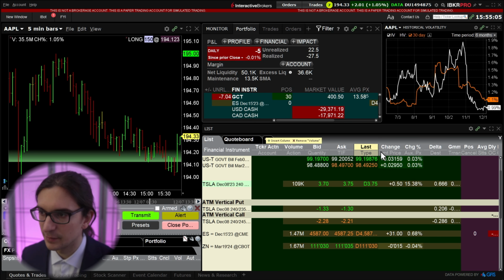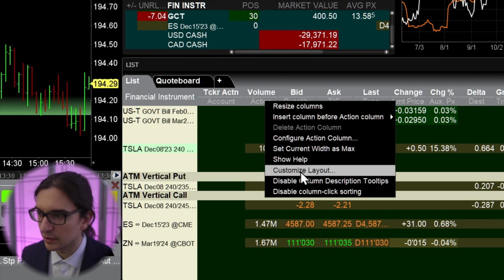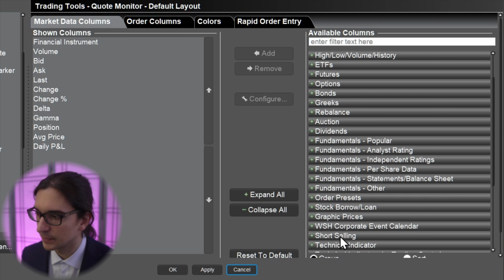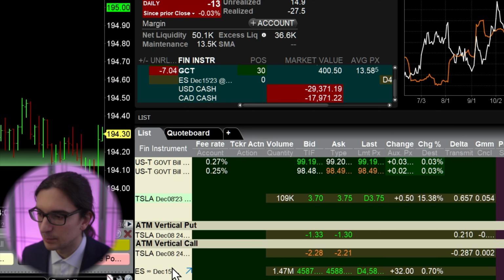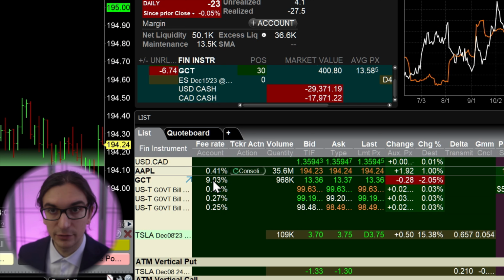When you short a stock, there's something called a fee rate, which is basically the interest rate of the stock. So if you want to see what that fee rate is, depending on whatever watch list you use, I'm going to right click on one of these columns, go to customize layout, then go to short selling on the available columns. I'm going to find short selling, and then I will add in the fee rate there. I'll apply it. And the fee rate is basically how much it costs per year to go short this stock.